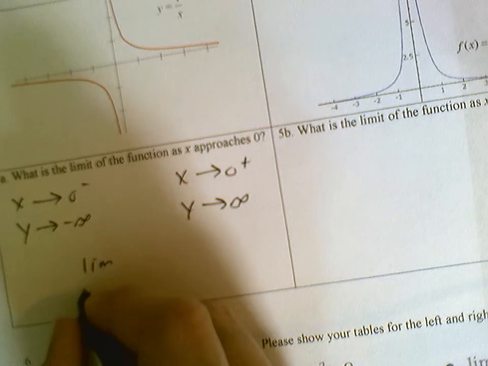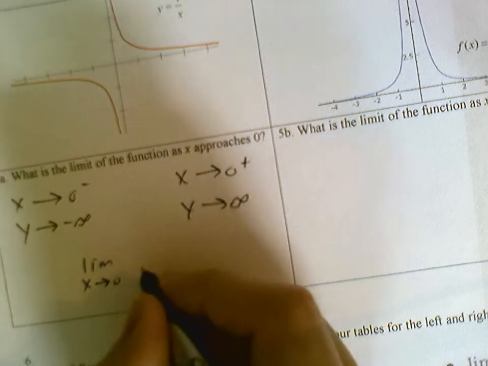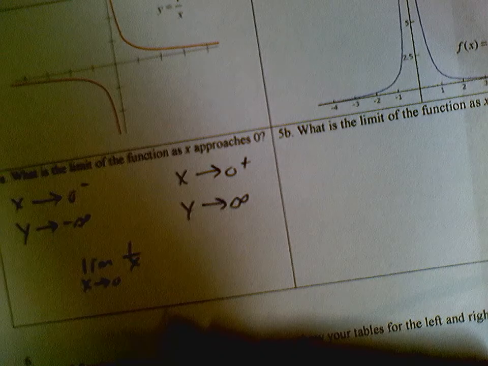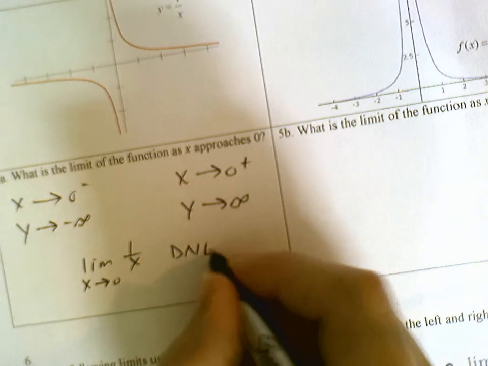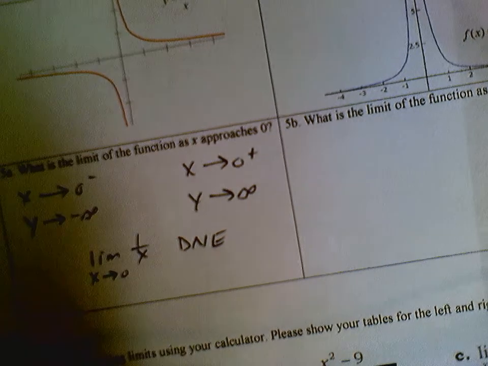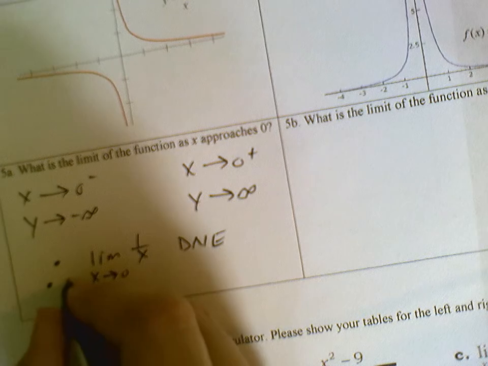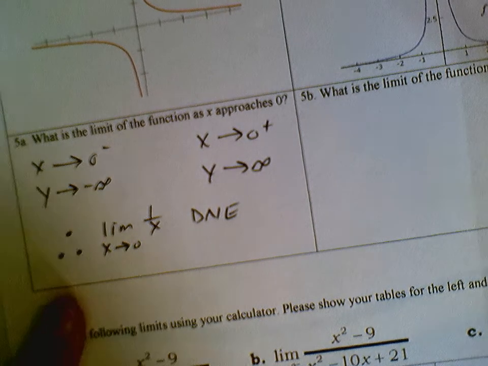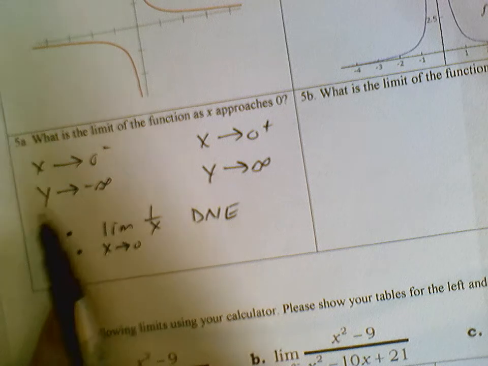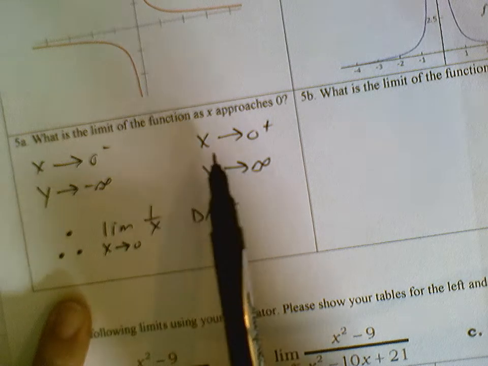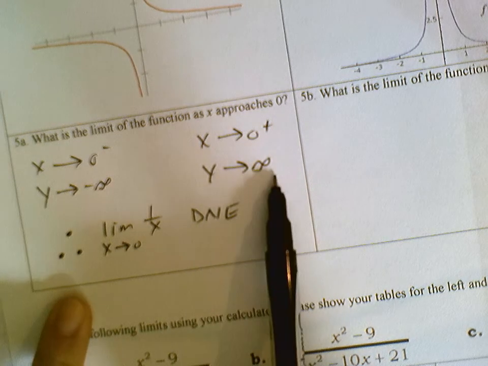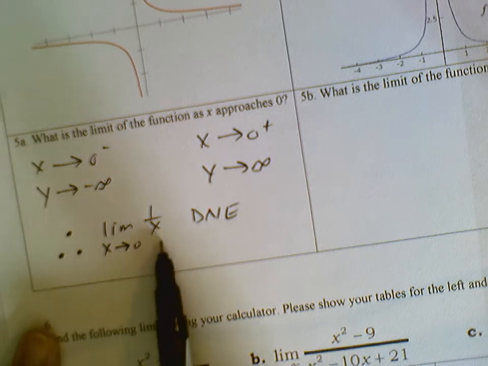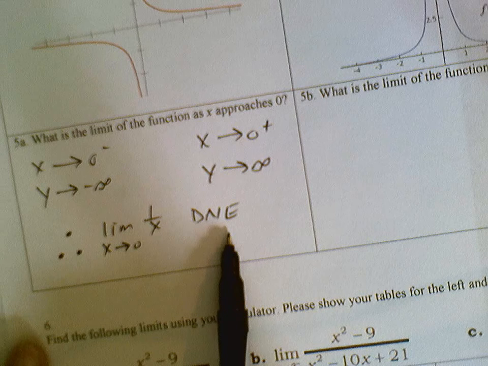So the limit as x approaches 0 of this function, which I'll just write in there, 1 over x, does not exist. All right? Right before, I'm going to put that triangle of points there, which means therefore. So as x approaches 0 from the left, y approaches negative infinity. As x approaches 0 from the right, y approaches positive infinity. Therefore, the limit as x approaches 0 of 1 over x does not exist.